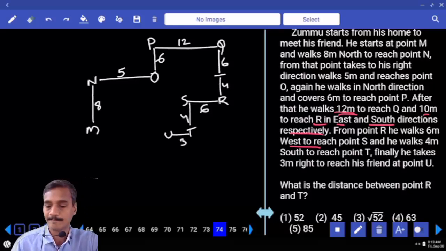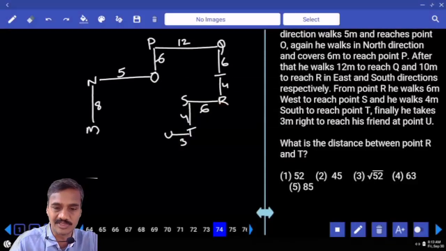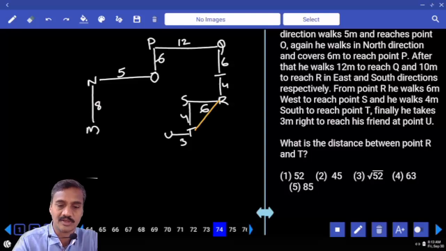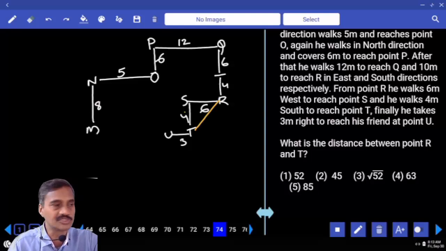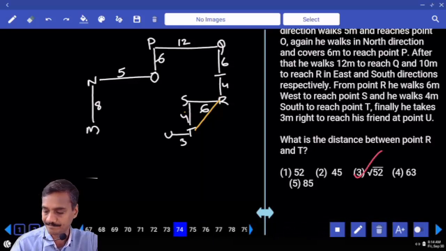Done with this? Then what is the distance between R and T? R is here and T is here. Now the distance between these two: this is 6 and 4. 6 squared and 4 squared, 36 plus 16, that is root over 52. Choice 3, question number 74.